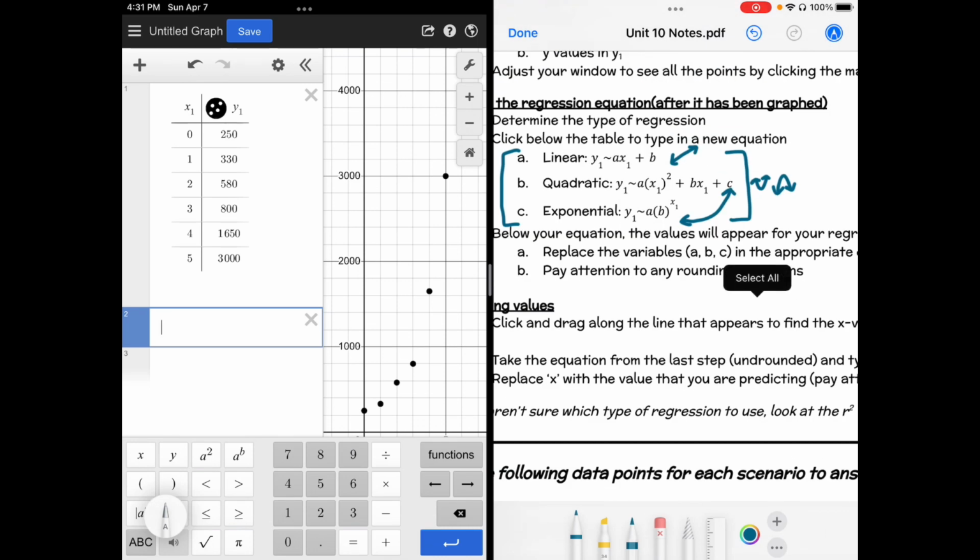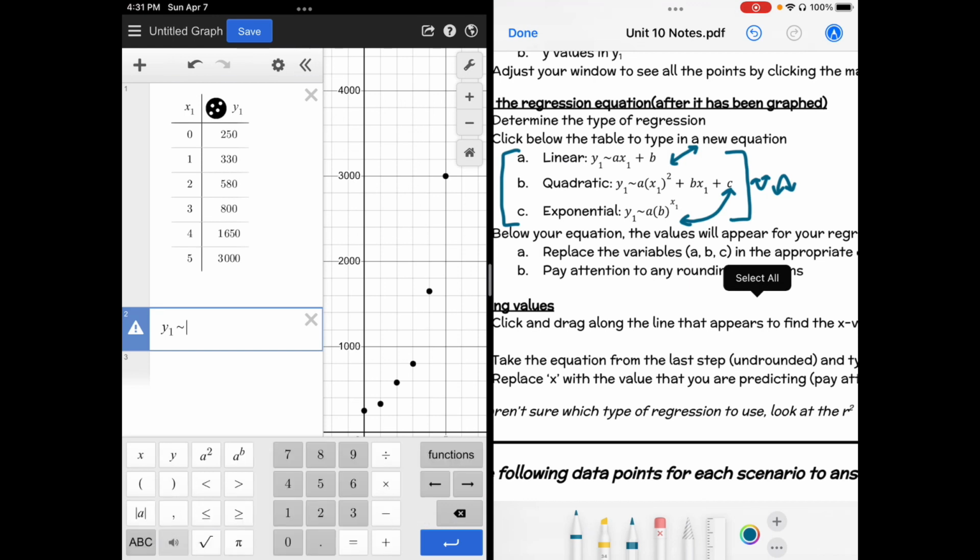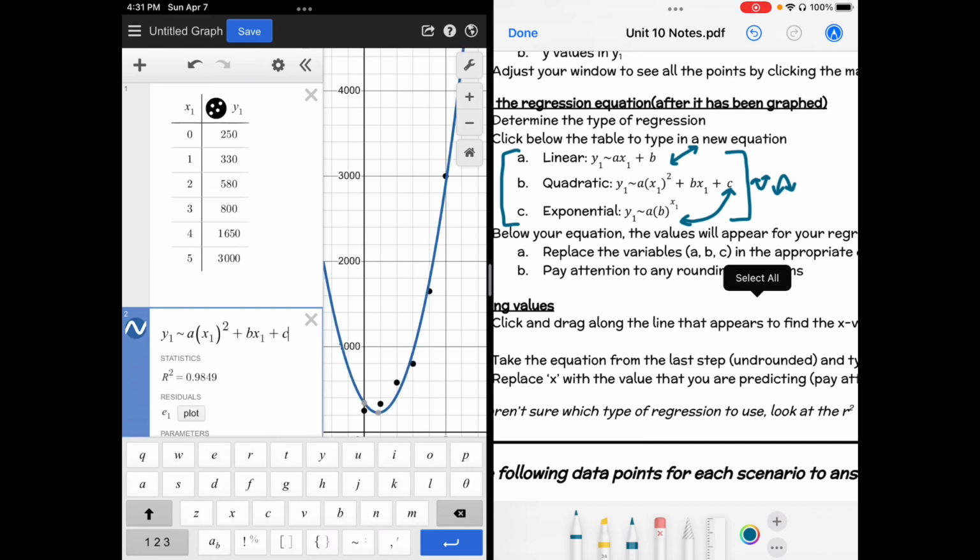So I'm going to go ahead and type in y1. And the way to get the 1 after is just to literally type the 1. You don't have to do anything special. And we're going to hit that tilde. And you can get it on your keyboard. It's also if you hit shift with the key next to the 1 on your keyboard. And then we're going to type in, I'm going to do quadratic first. All right, so there's our quadratic.